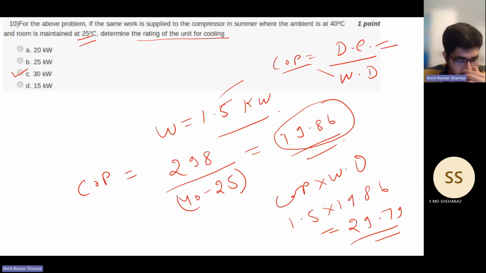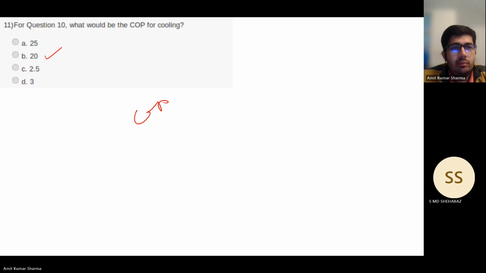Now again for the same, calculate the rating of the unit for cooling. So again COP will be desired effect upon work done. In this way you can calculate the desired effect by multiplying the COP with the work done. So it will be 1.5 multiplied by 19.86. It will be 29.79. So the nearest option will be 30 kilowatt. The COP we have already calculated, that is 20.